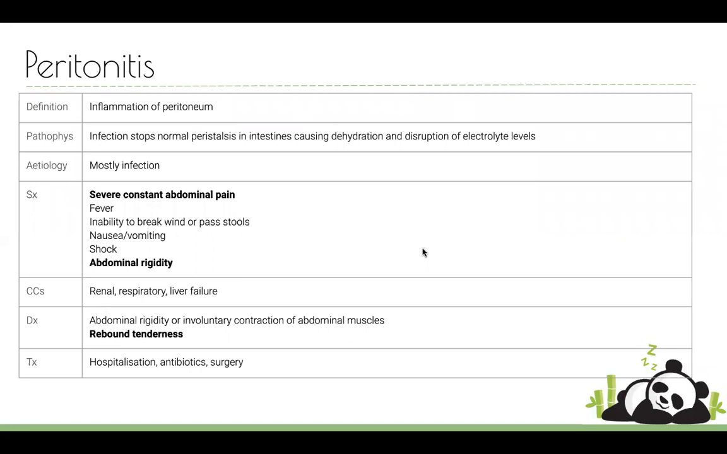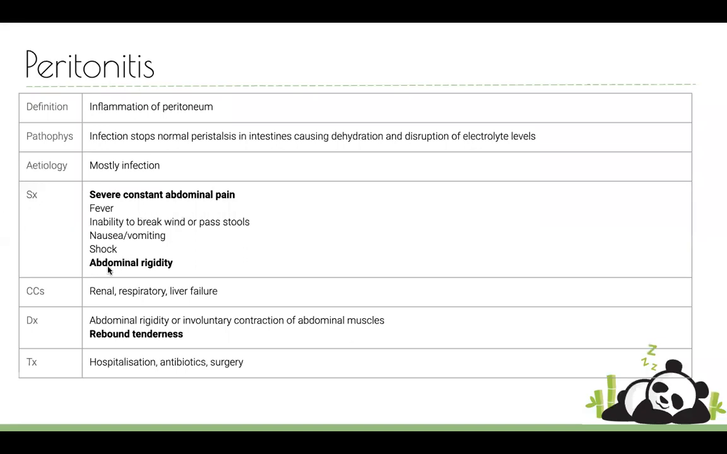Peritonitis could be a cause of your acute abdomen, and it's an inflammation of your peritoneum, so that covering that encases everything in your abdomen. And it's very, very, very severe. So patients will come, I don't even know if they'll come, they'll call the ambulance, and you'll see them lying really still on the floor with like their arms basically fully outstretched, and they're not going to move at all. And that's because they're in so much pain.